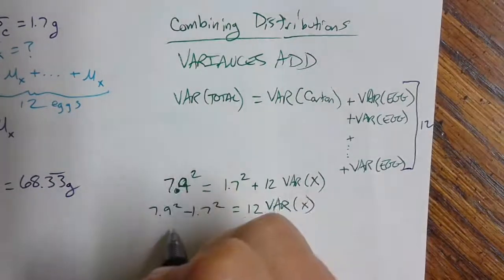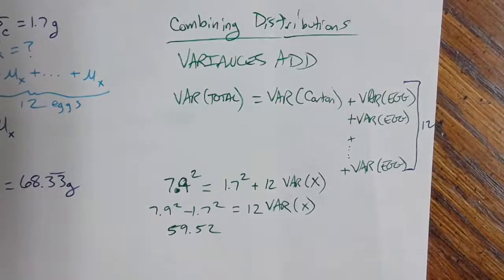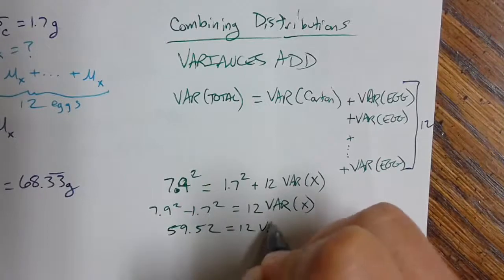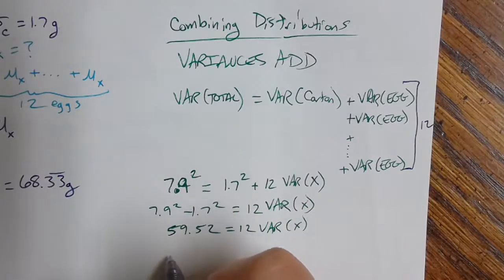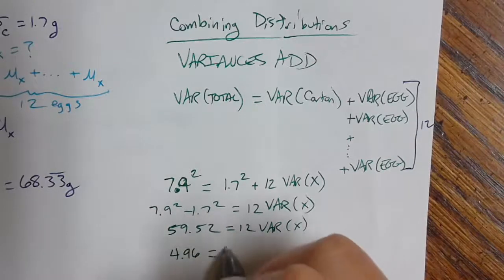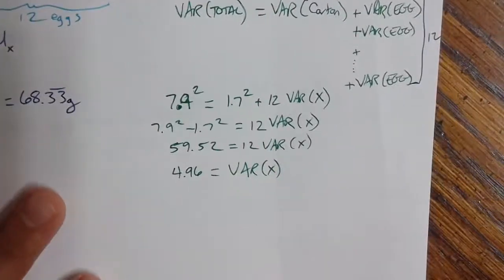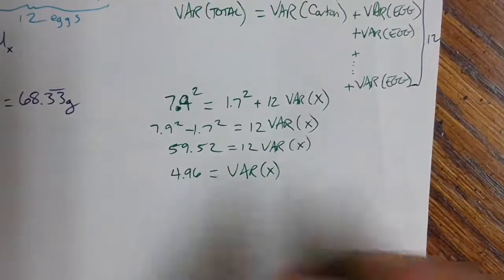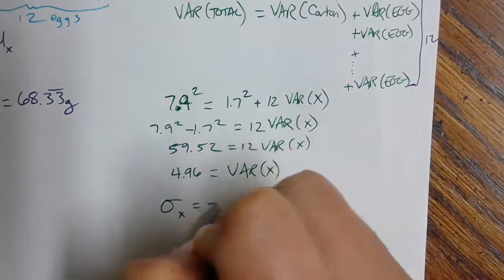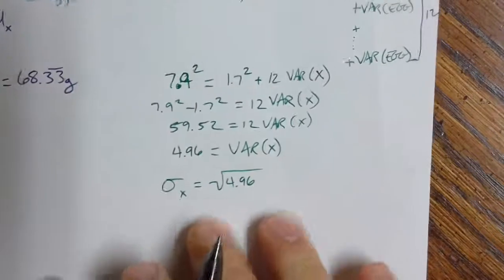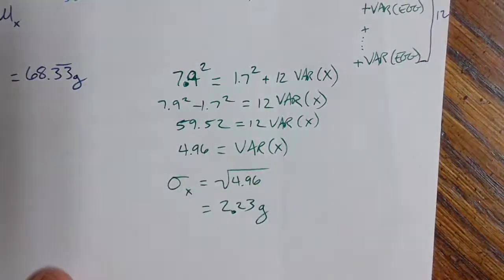This number comes out to be 59.52. You can check that in your calculator. And what we're going to end up doing with that is just dividing that number by 12 to get the variance of a single egg. When you divide that number by 12, you get 4.96 is the variance for X. So then we have one more step to do. We have to take that square root here. So the standard deviation for X is the square root of 4.96, which is 2.23 to the nearest hundredth grams here.